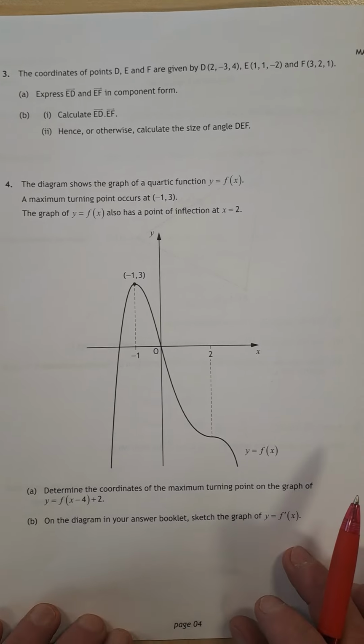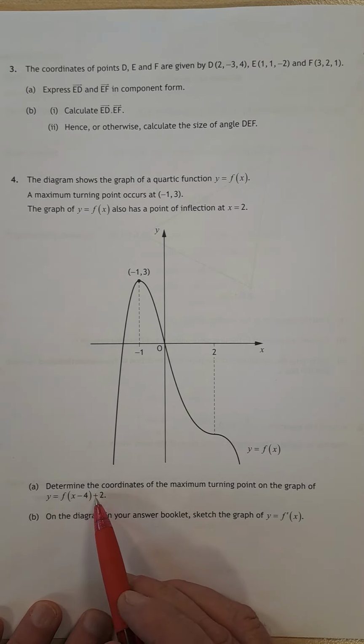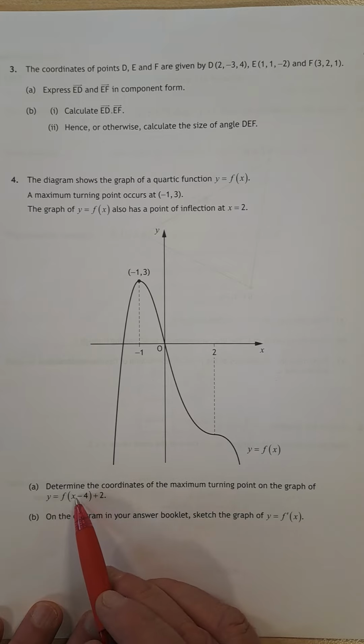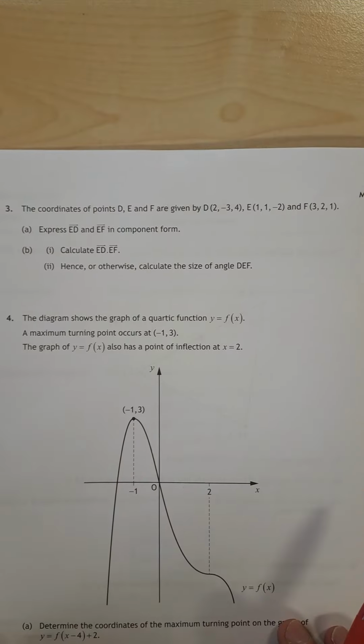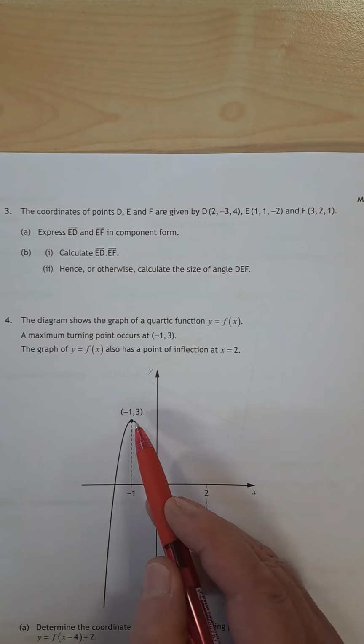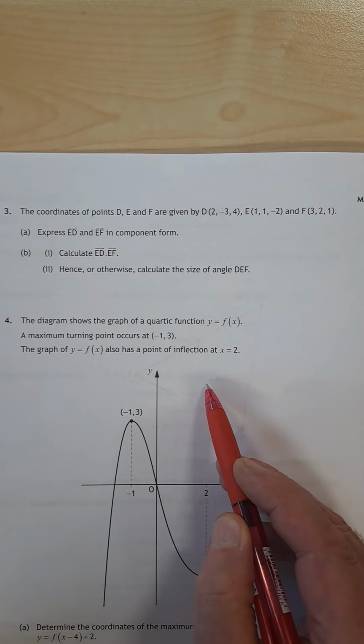So what does changing y equals f of x to y equals f of x take 4 plus 2 do? Well, it moves it 4 units to the right and 2 up. So what's that going to do to the point minus 1, 3? Well, 4 units to the right will move it to 3, 3. And then if we move it up 2, that will move it to 3, 5.